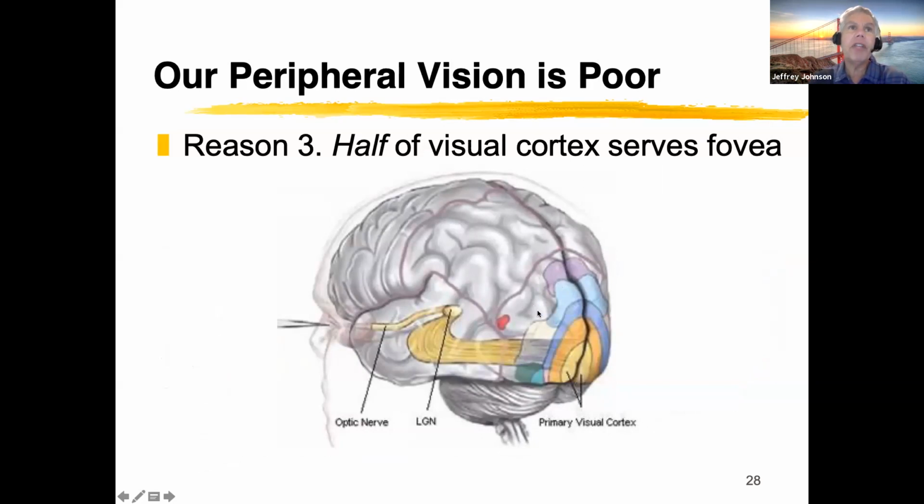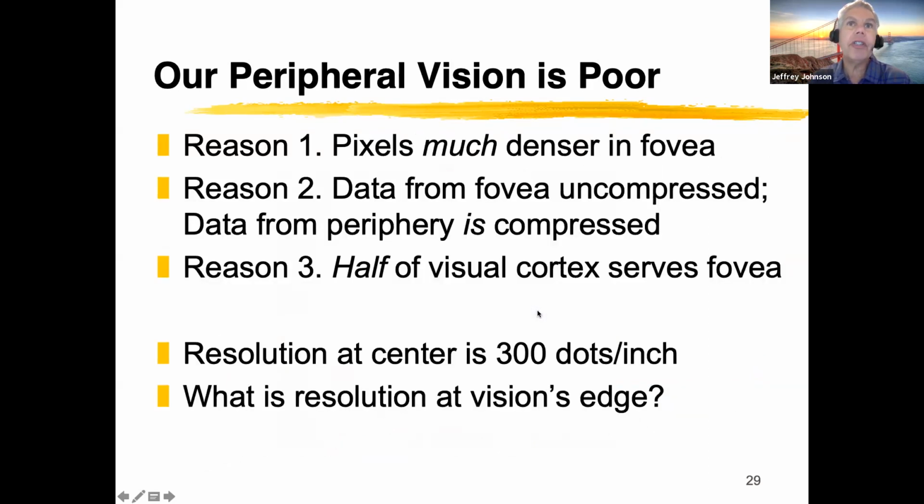Okay, so because pixels are denser in the fovea, data from the fovea is uncompressed and data from the periphery is compressed, and half of the visual cortex serves the fovea, the resolution at the center of your vision is 300 dots per inch at arm's length. But the resolution at vision's edge is much lower. It's more like 3 dots per foot. 3 dots per foot, not inch, okay? And so that means the effective size of a pixel at the edge of your visual field, just where you can barely see things if you hold your arm out to the side, is the size of a melon at arm's length, okay?